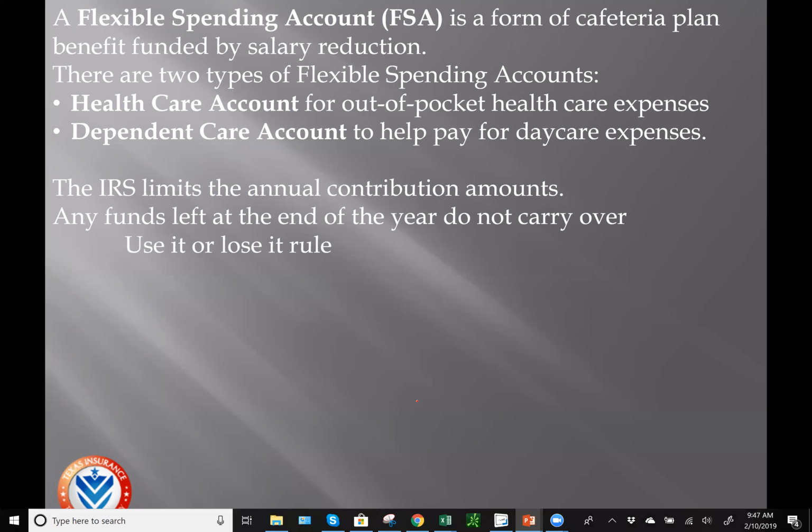Now, the IRS has set limits to how much money can go into each one of these accounts. You do not have to know the limits because they change every year. However, you do need to know if it comes down to the end of the year, any funds in your flex spending account, if you haven't used it, you lose it. So the flex spending account rule is use it or lose it. The money will not carry over.